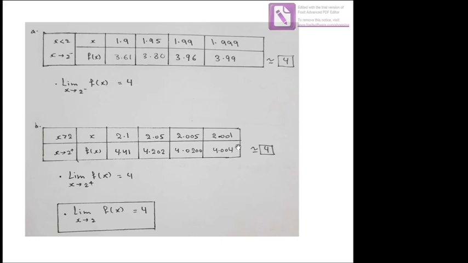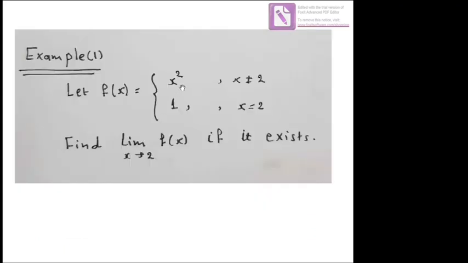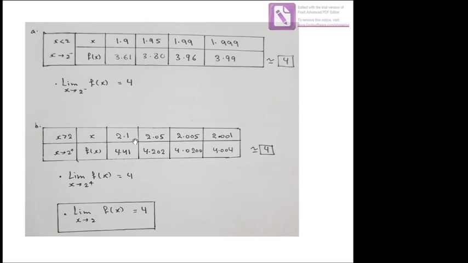So now we will find the value of our function f(x) when x is equal to 2.1. So we'll replace x in this function x squared. We will get 2.1 squared, which is 4.41. When x is equal to 2.05, the value of the function f(x) is equal to 4.202. When x is equal to 2.005, we have the value of the function 4.0200. Similarly, when x is equal to 2.001, we have the value of the function 4.004.